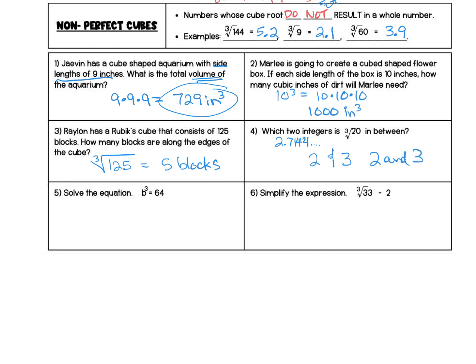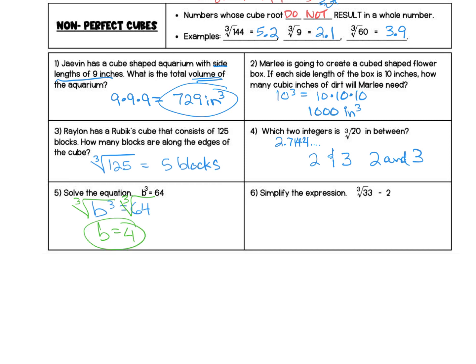All right, so number 5, this is kind of new. Well, actually, no, we did this in our workbook yesterday. So notice I have b cubed. I want to go ahead and solve that. What is the opposite of a cube? That is the cube root. So grab your calculator, do the cube root of 64, press enter, and your answer should be 4.